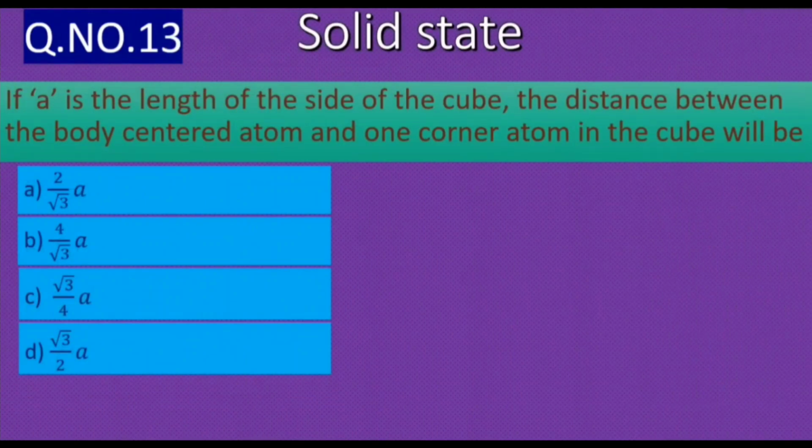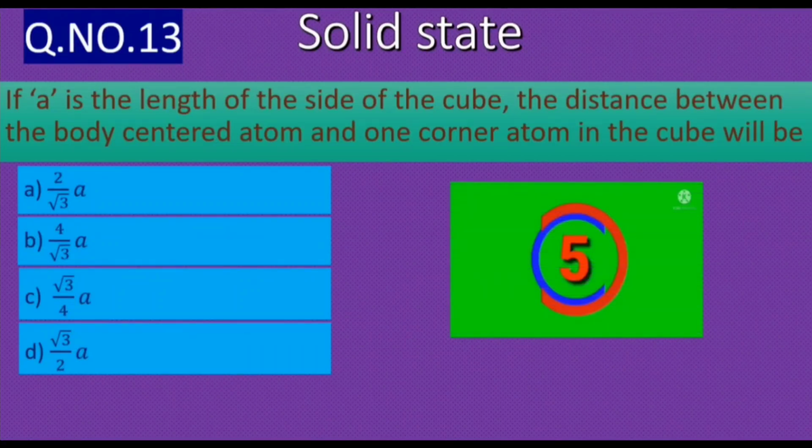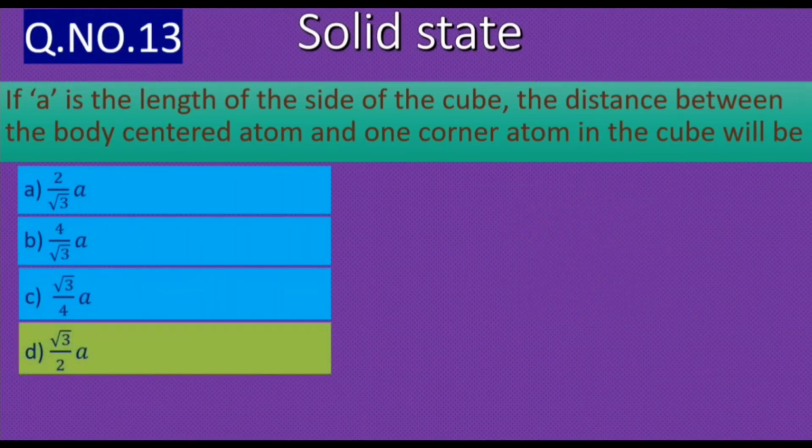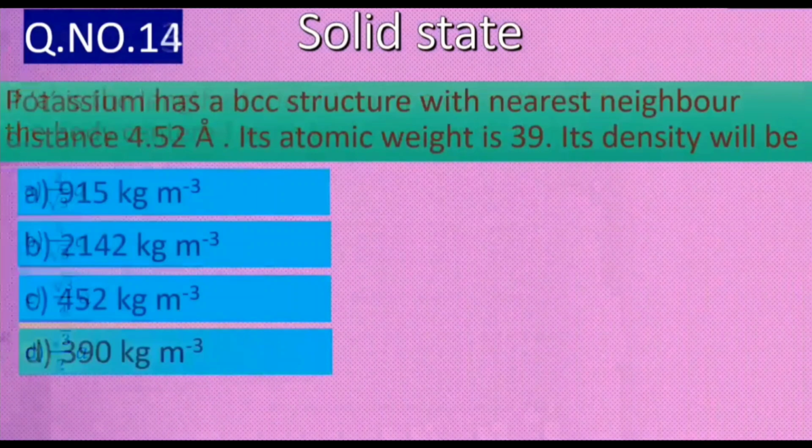Question number 13. If a is the edge length of the side of the cube, the distance between the body centered atom and one corner atom in the cube will be. Answer D, root 3 by 2a.